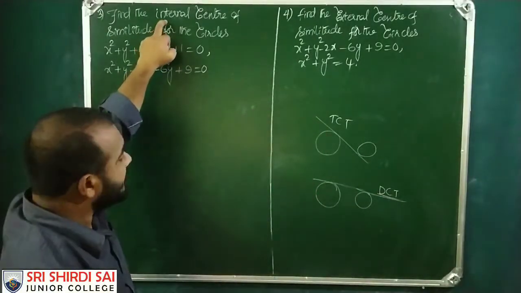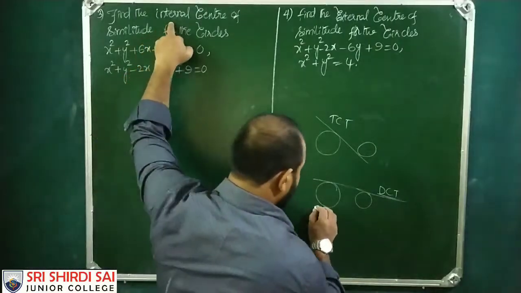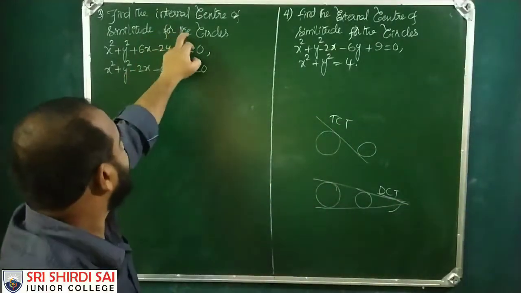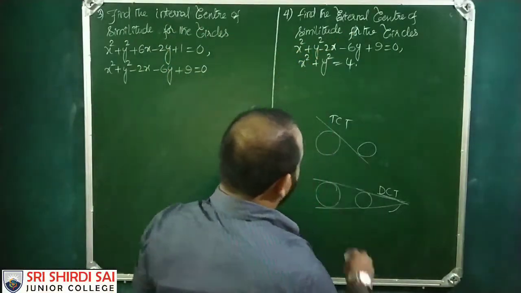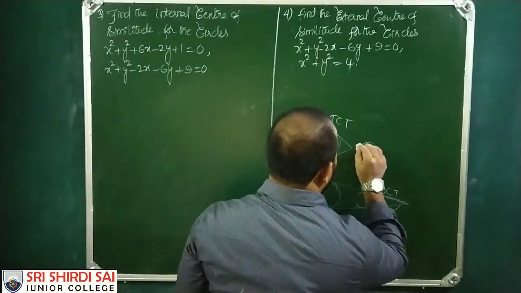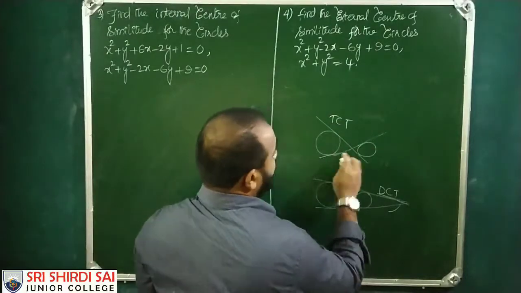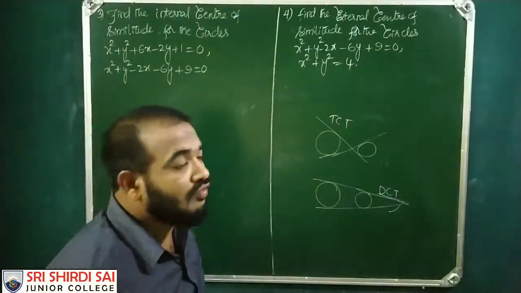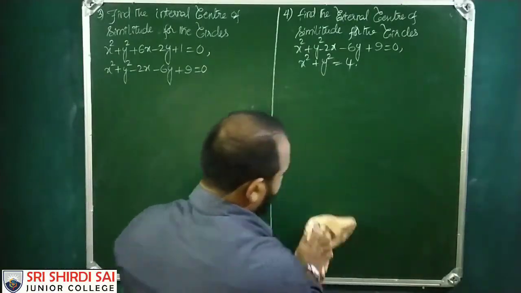So the internal center of similitude is the point of intersection of two transverse common tangents, and the external center of similitude is the point of intersection of two direct common tangents, is what we need to find. So let us see this question now.